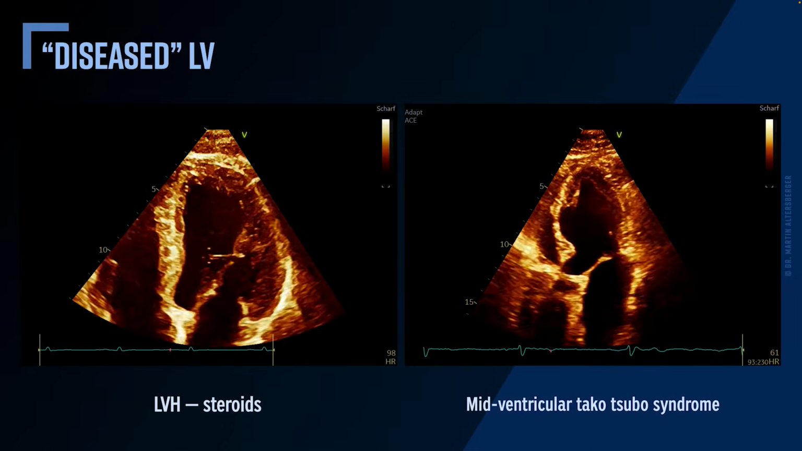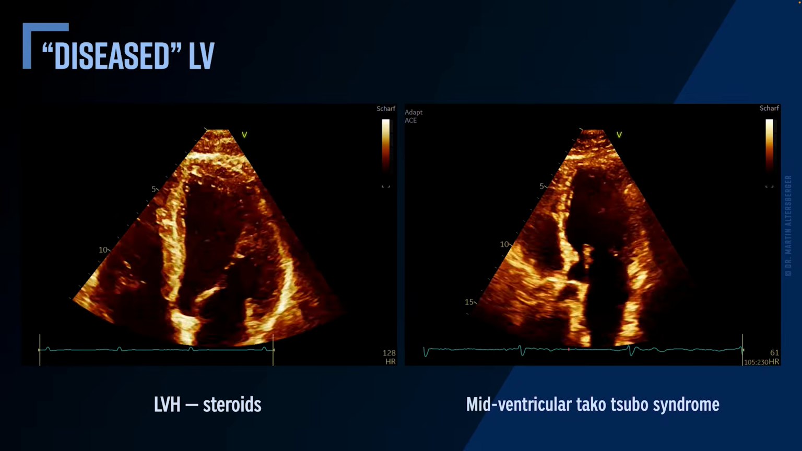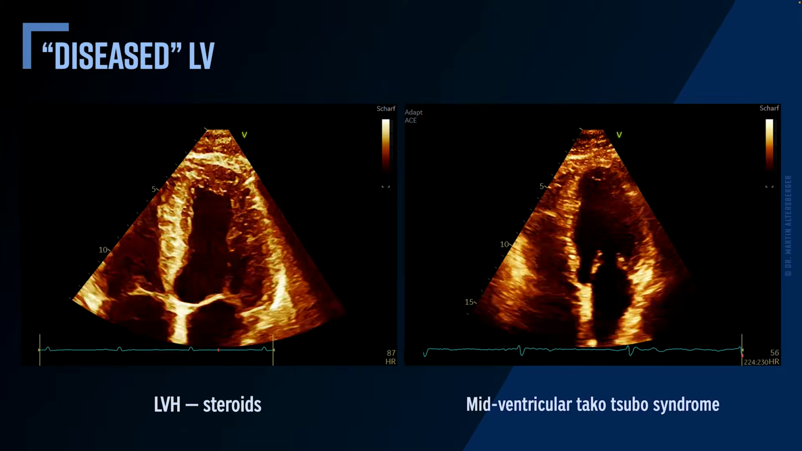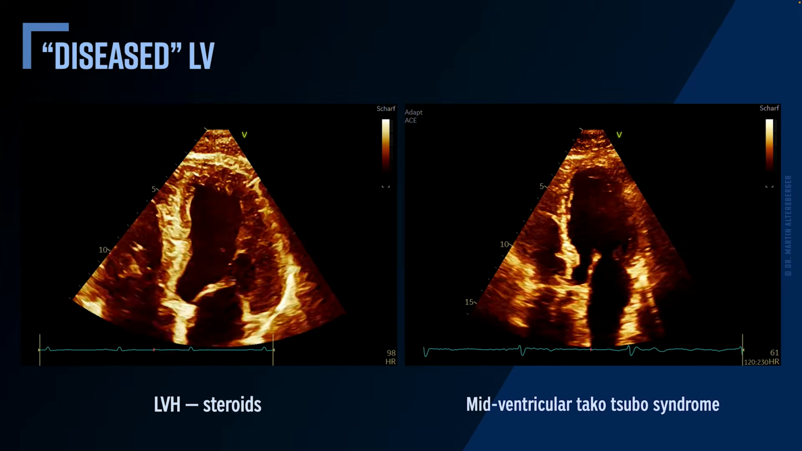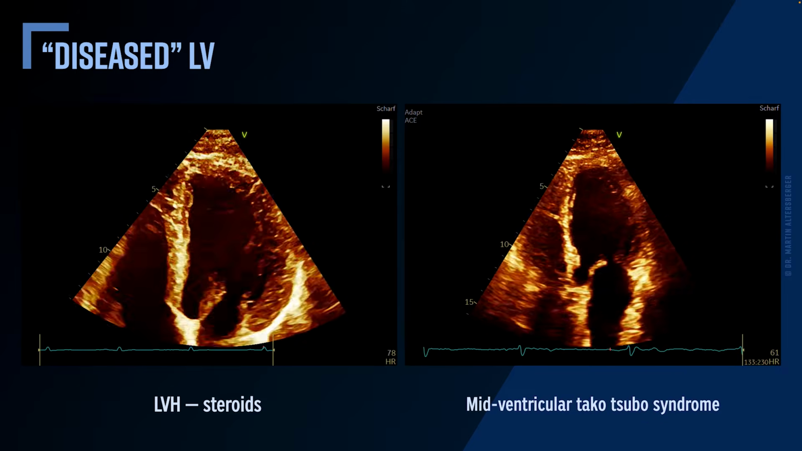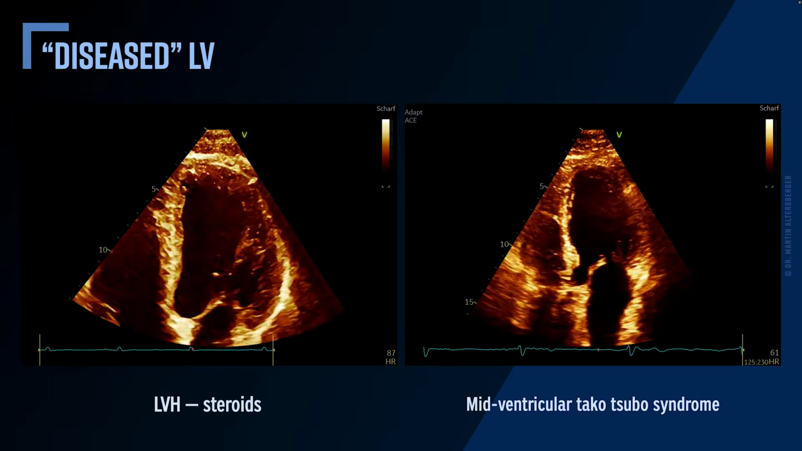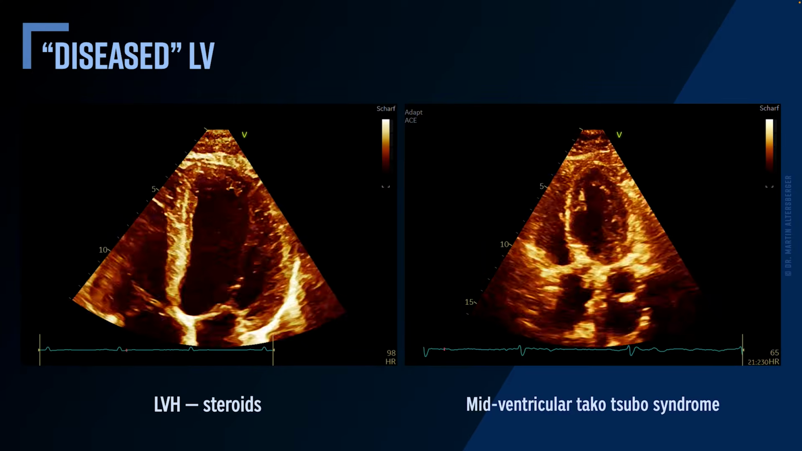Now, some examples of diseased left ventricles. You have on the left-hand side a patient with steroid use. So we do see that the left ventricular ejection fraction might be borderline normal, but the left ventricle is definitely diseased. There's some degree of LVH present, and overall you do see that longitudinal function is reduced.